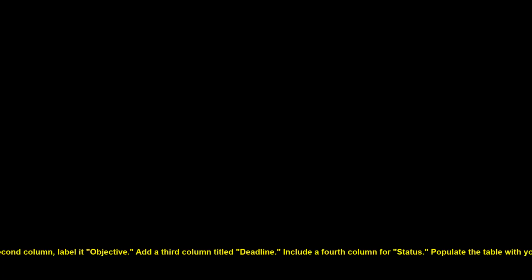Create a table database by selecting Table from the block menu. In the first column, label it Strategy. In the second column, label it Objective. Add a third column title. For each strategy, define the objective that it aims to achieve.